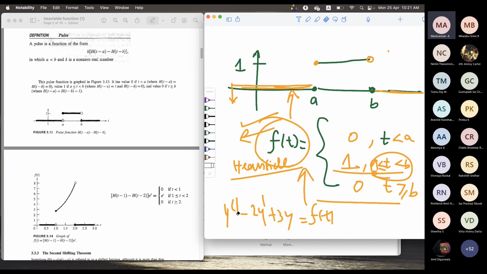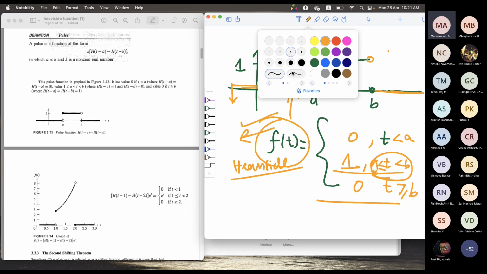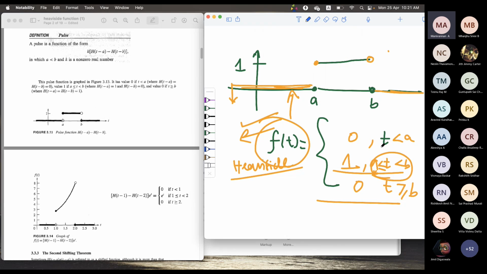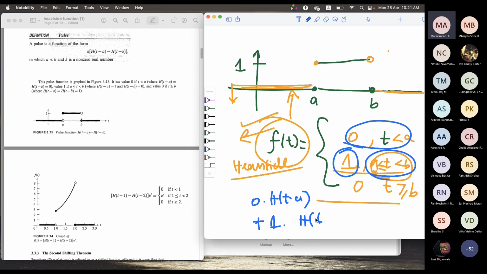Clear, sir. Okay, so how to write this? We know the impulse function definitions here. Using this impulse function, this is 0 times h of t minus a plus the pulse function, the constant times constant. Here my constant is 1, so it is 1 into h of t minus a minus h of t minus b, plus 0 times h of t minus b. In this way we can write this function.